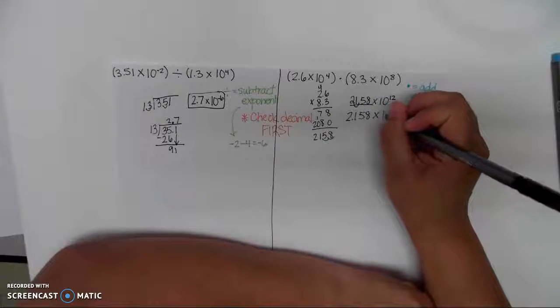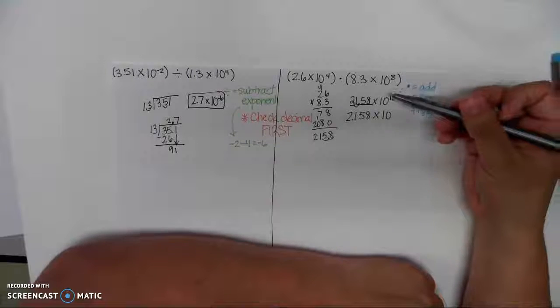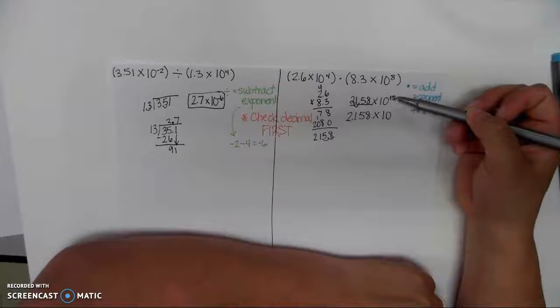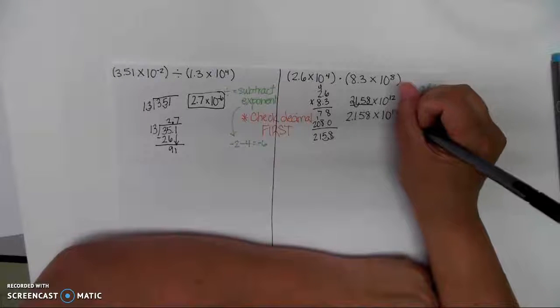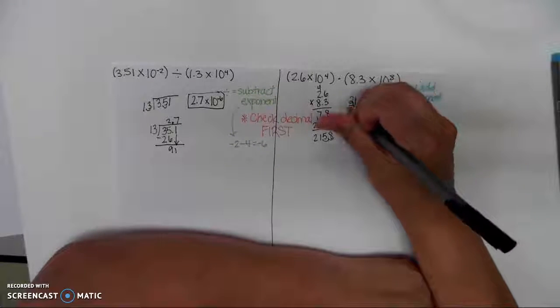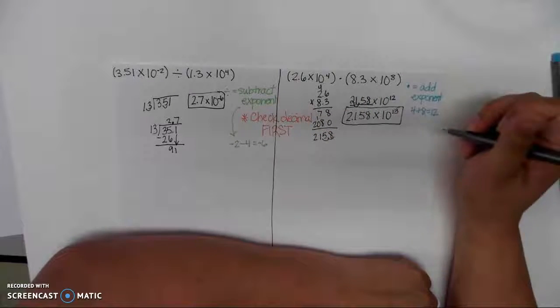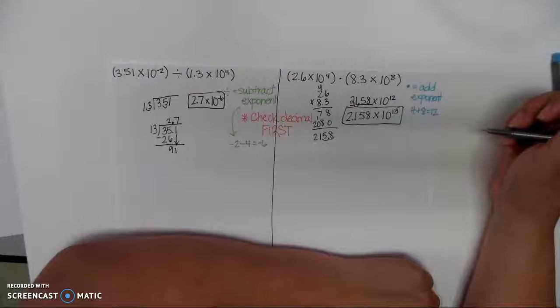2.158 times 10 to the, now if I moved it, I've got to change my exponent. I moved it 1 to the left, that means I'm going to add 1 to the exponent. And I get 2.158 times 10 to the 13th.